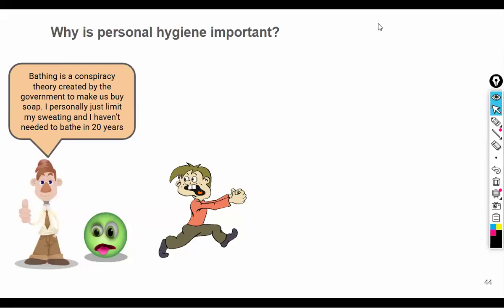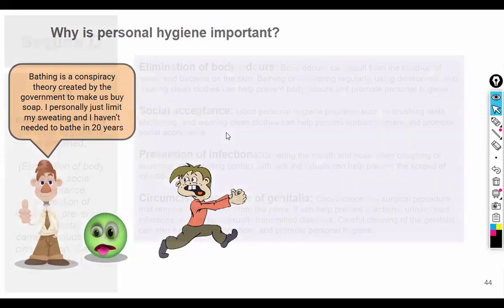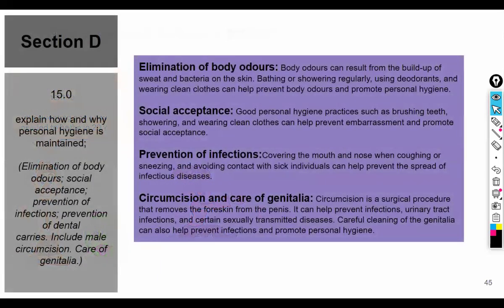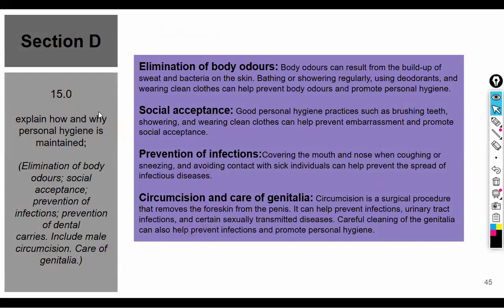But anyway, let me see what's going on with old Jimmy here. So Jimmy says, bathing is a conspiracy theory created by the government to make us buy soap. All right, Jimmy, I don't know what's going on with him. He says he personally just limits his sweating, I don't know how he does that, and hasn't needed a bath in 20 years. All right, so clearly, I think we figured out why Jimmy doesn't have many friends, right? For 20 years, that's crazy.